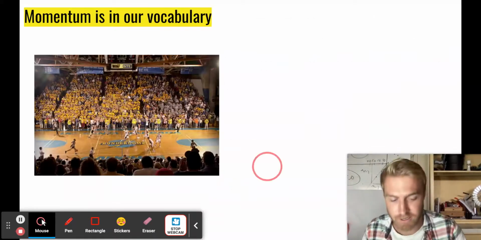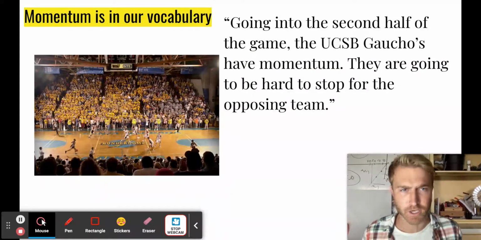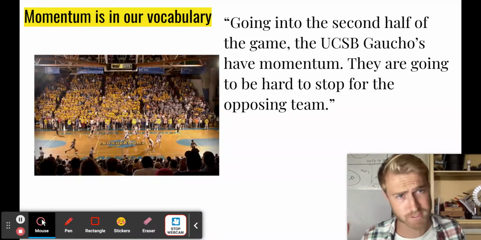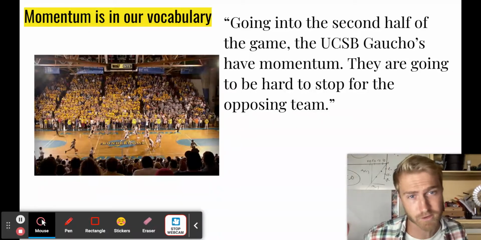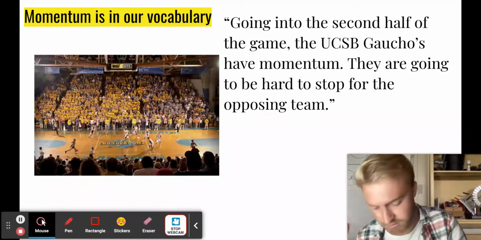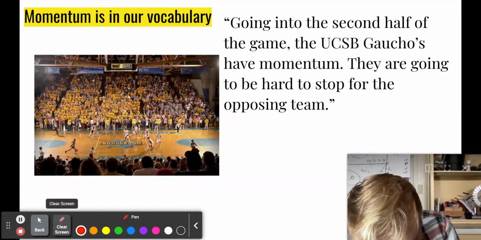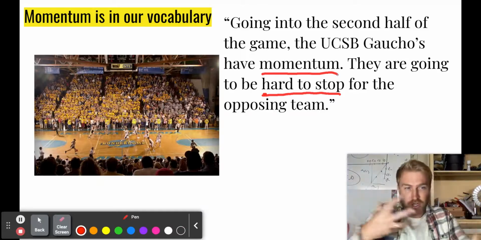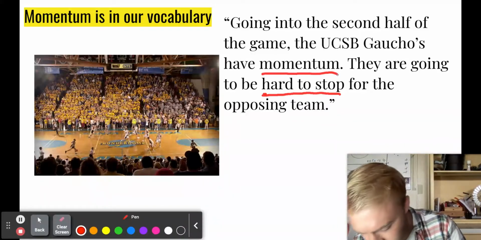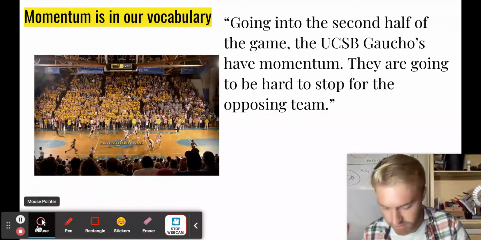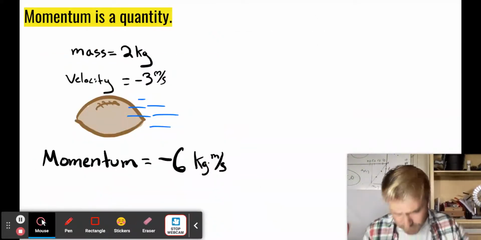So momentum, we use it in our vocabulary. You might have heard something like this: "Going into the second half of the game, the UCSB Gauchos have momentum. They're going to be hard to stop for the opposing team." I use these words carefully, and we might have heard this type of thing in our daily lives. So momentum is sort of part of our daily lexicon.